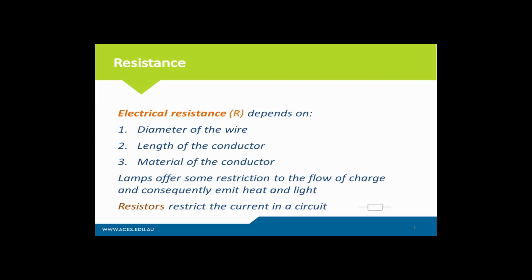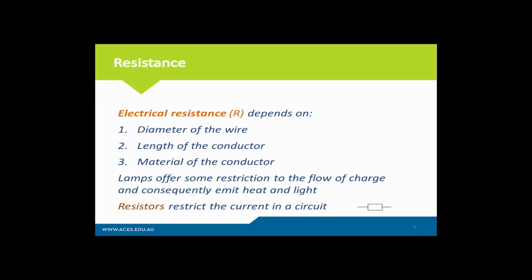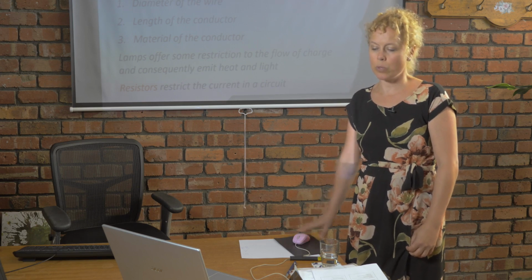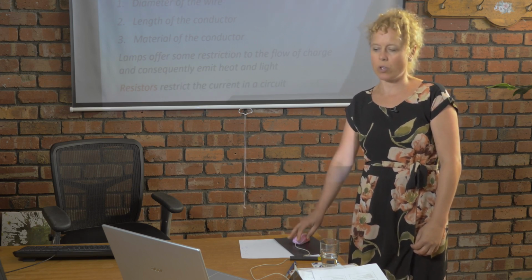Electrical resistance depends on the diameter of the wire. The thicker the diameter, the easier the electrons flow. It also depends on the length of the conductor and the material of the conductor. That's often why copper is used, because it gives away its electrons so easily. Lamps offer some restriction to the flow of charge and consequently they emit light and heat. Resistors restrict the current in a circuit, and the symbol we use for a resistor is as follows.